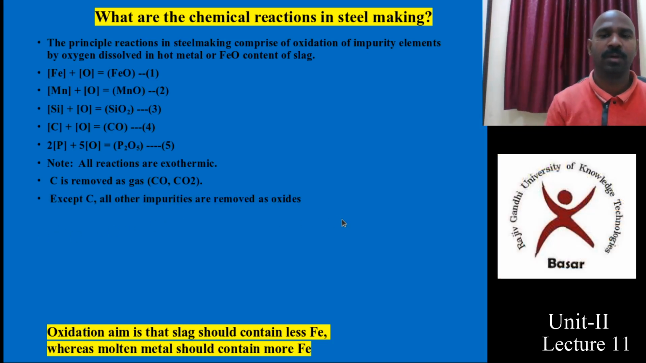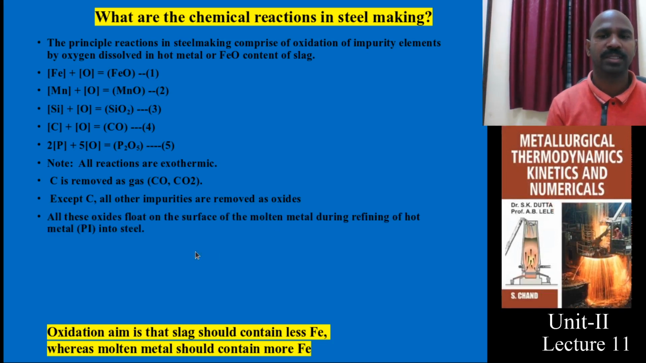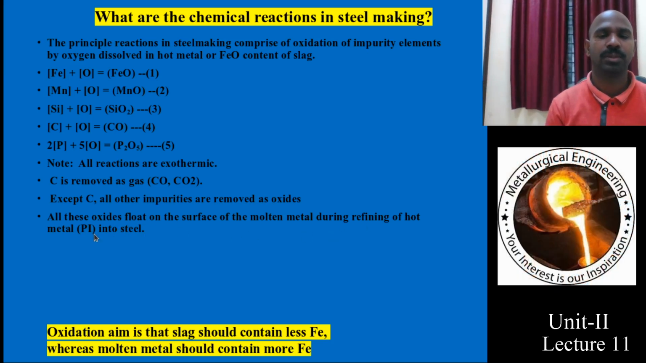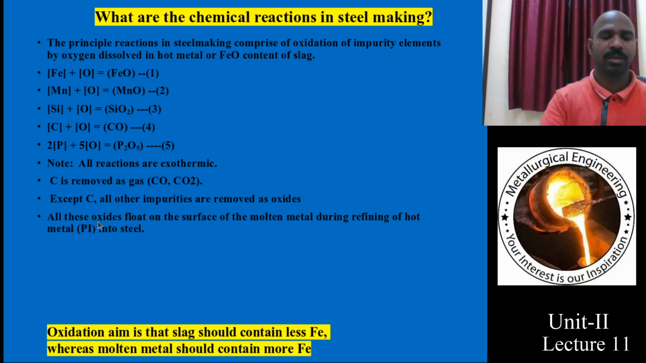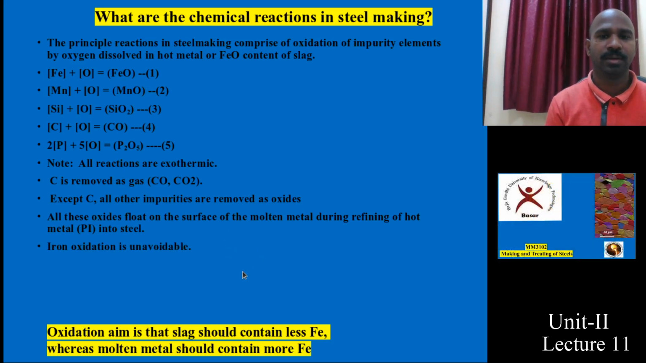Except carbon, all other things will go out in the form of oxides, such as FeO, in the form of liquid slag, along with phosphorus. During the refining process, in the pig iron converting into steel, all these oxides, which are in the liquid state, float on the surface and are then easy to remove.